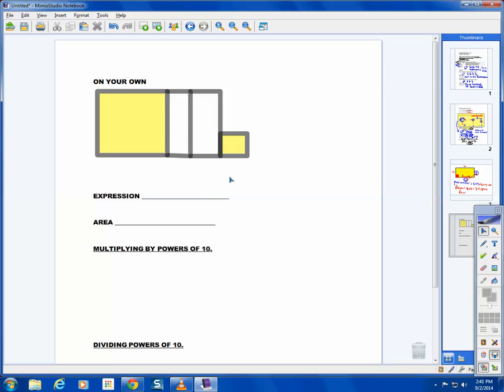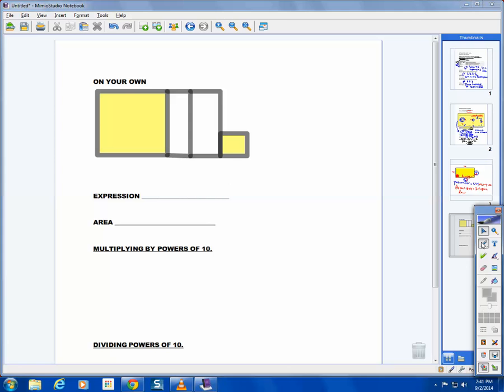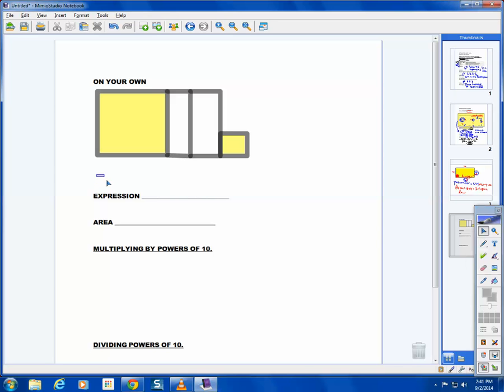Okay, and you get that this should be colored yellow on the inside as well, right? Okay, I'm going to put some dimensions. Well, you know what? I'm not going to put any dimensions to it. What I want you guys to do is this. I want you to write an expression, an area expression. Maybe I should put that up top here. Write an area expression for this.